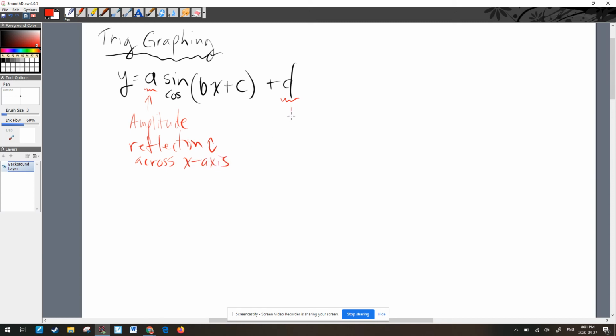And then the d value is essentially a vertical shift. But in the long run, what it really ends up being is the center line. So whatever the coordinate is there is going to be the center line for this periodic function.